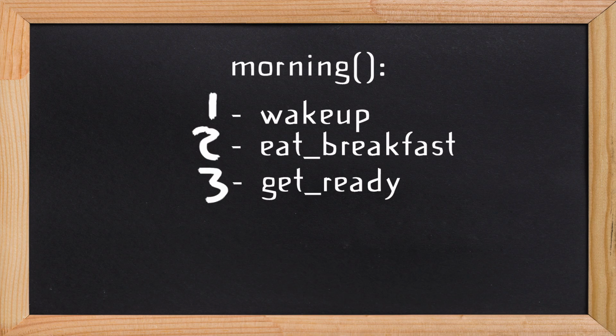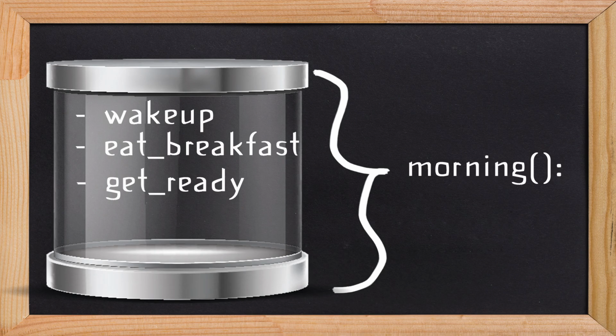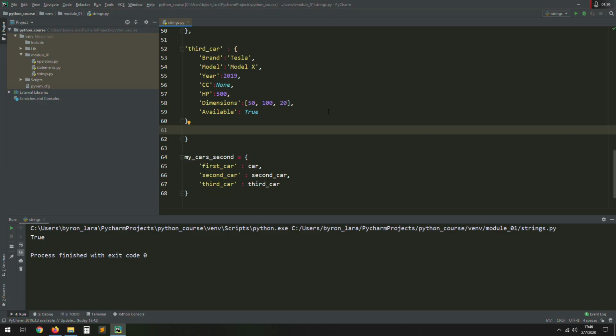They're like three tasks, and we can encapsulate them and assign a name. In this case, we can assign the name morning. So then you can call it later. For example, you do those tasks in the morning every day, so you can encapsulate them and call it later in a single line of code.